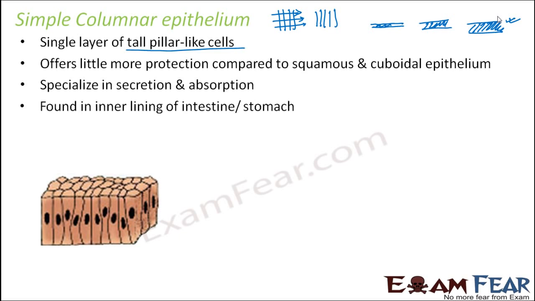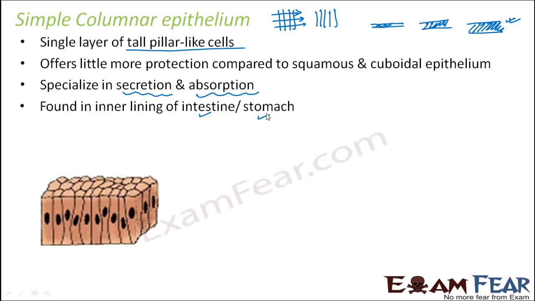So where do we see them? They are present in the inner lining of intestine and stomach. That means they play some very important roles during the process of digestion. As I said, they specialize in secretion and absorption, and these are the two things which are very much needed in intestine and stomach, because during digestion, intestine is the place where the digested food is absorbed. So that absorption characteristic is required. Again, for the digestion process to take place, there has to be some secretion of digestive enzymes. So that way the secretion property is also very much important.